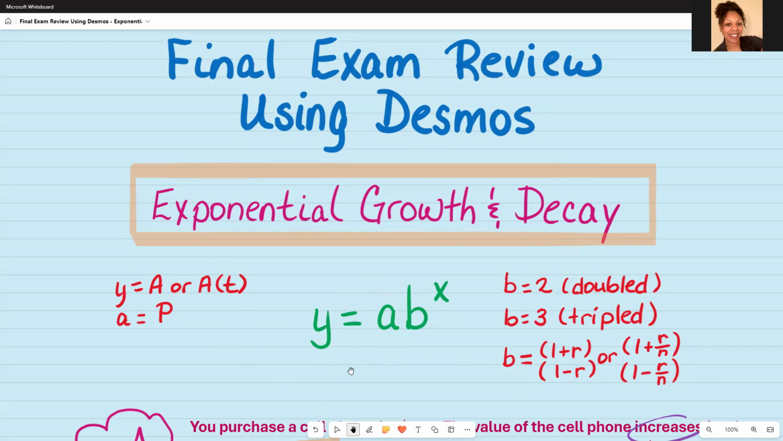However, sometimes you see the formula that looks like this, where Y represents your A or your A of T, A represents your P, B represents those quantities that I mentioned before, or if you see the word doubled, you would replace B with 2. If you see the word tripled, you would replace B with 3. And then X is usually shown as a T, which represents time. But when we're using Desmos, we don't want to use T. We want to use X and Y.